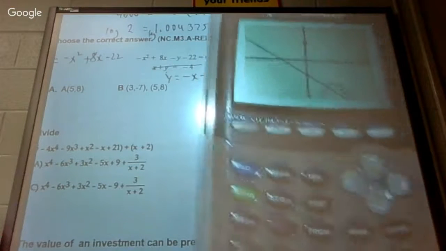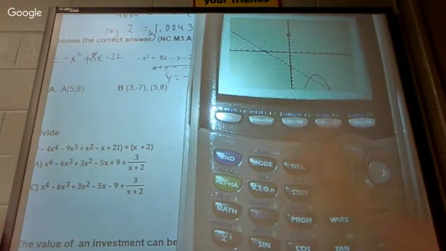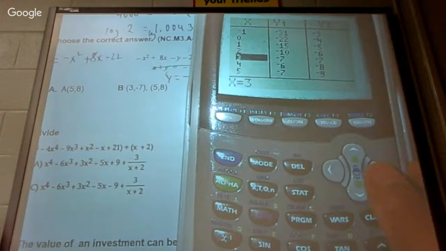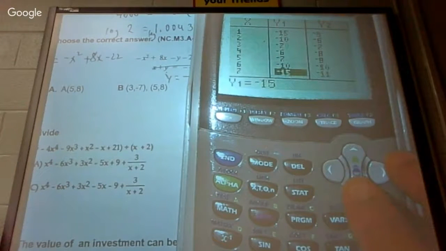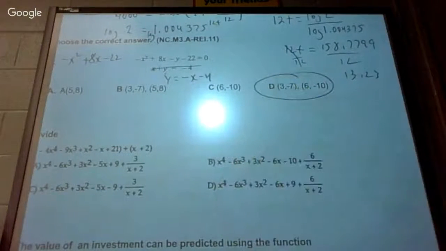It crosses twice, doesn't it? Look at that. Now, you can go to your table and see where they are the same. Right here, you see 3, negative 7, and 6, negative 10. D. Oh, that's the easiest way if you know how to solve for y. And before Math 2, you were able to solve for y in Math 1. That's all you ever did, it seemed like.